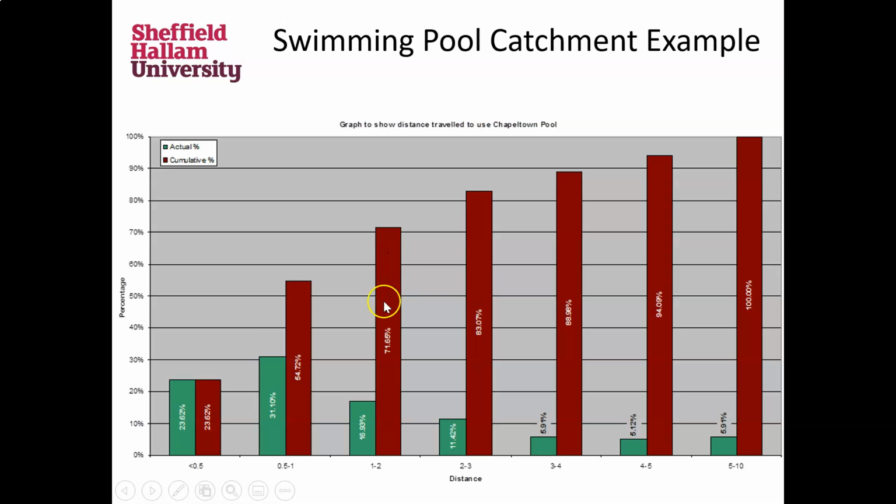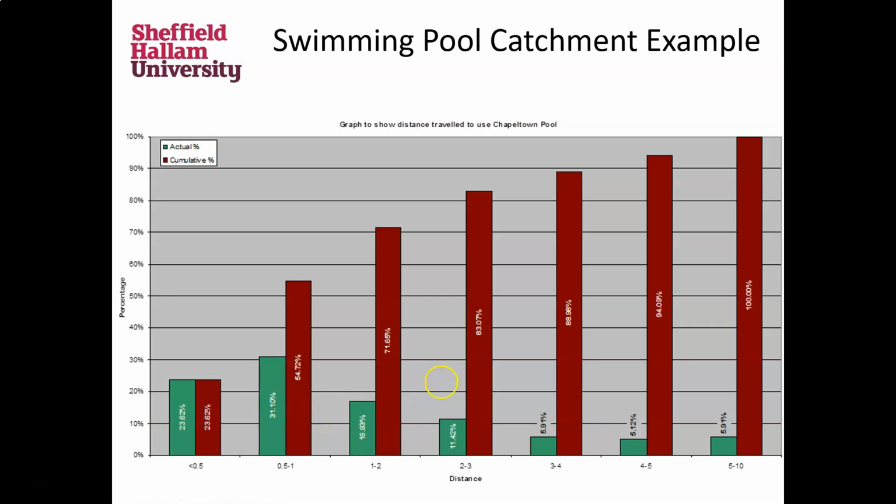And what we can see here is that cumulatively, 71% of users, so the green bar is the number of users coming from, for example, less than half a mile, from within half a mile to a mile, and then this is 1 to 2 miles. So the green bar is the number of people from that specific travel zone, if you like, and the brown or burgundy bar is the cumulative. That is, the brown bar here is the percentage of people travelling from less than half a mile, added to the number of people travelling between 0.5 and 1 mile.